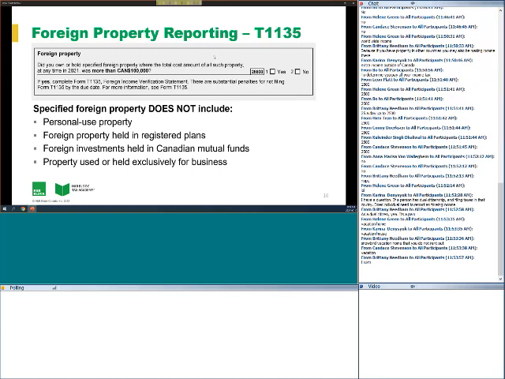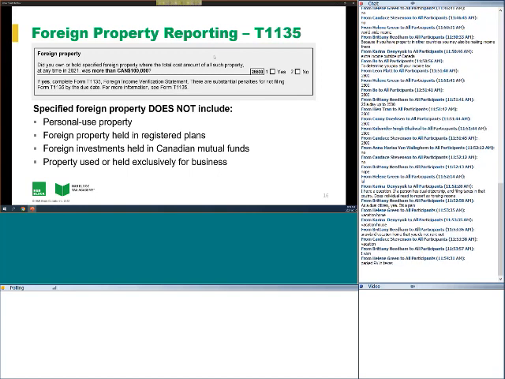Foreign property held in registered plans. Registered plans are anything with an R in front of it, so an RRSP, an RDSP, that type of thing. If it's held in a registered plan, you don't need to report it on a T1135. If it's investments inside a Canadian fund, so you might have a Canadian mutual fund, you go to a Canadian bank or investment company, and they will sell you a mutual fund that has a mix of international assets in it. So it'll be a US fund or an international fund, but it's a Canadian mutual fund that's buying all of those stocks. You don't need to include it on a T1135.